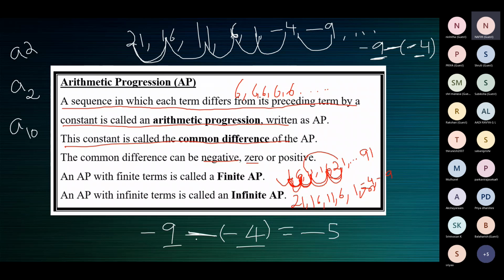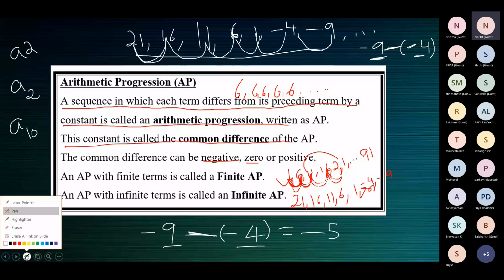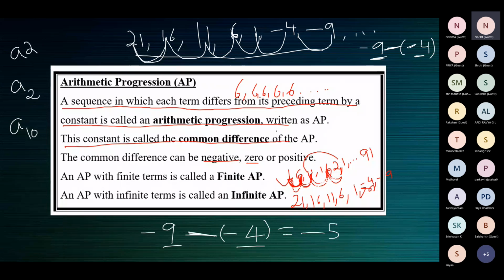So the common difference can be negative, as in this case. In this case, the common difference is positive. And here, the common difference is 0, like 1 by 2, 1 by 2, 1 by 2, 1 by 2, and it goes on like that. Common difference is 0.